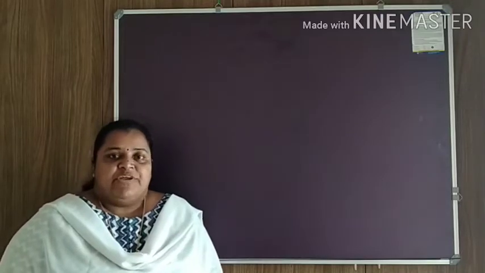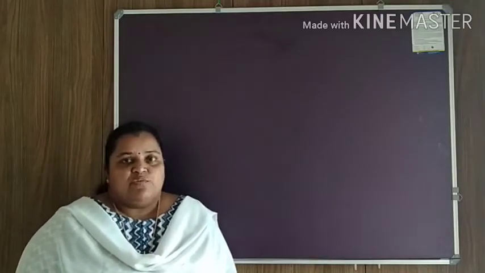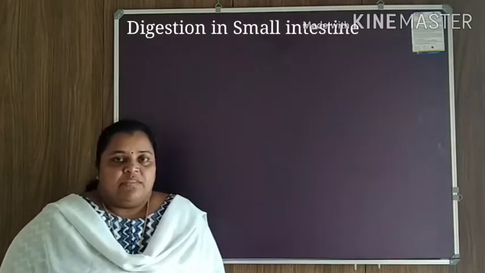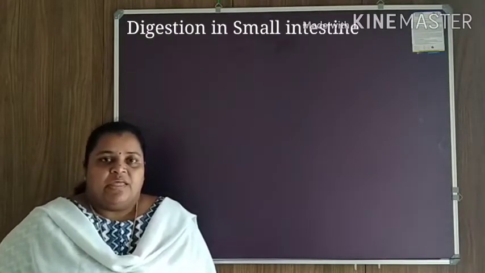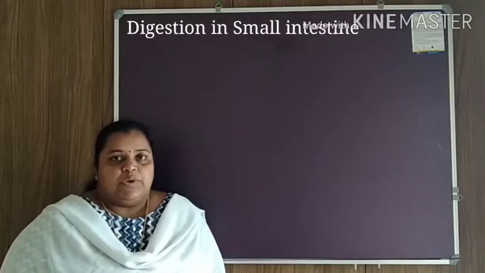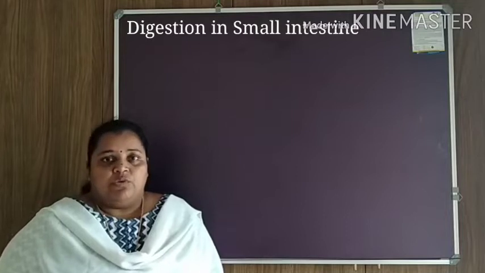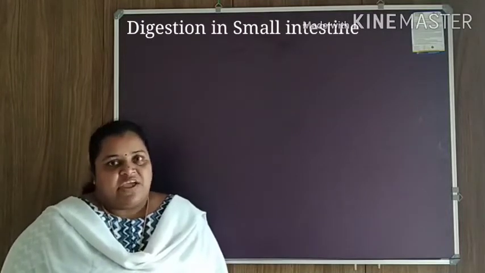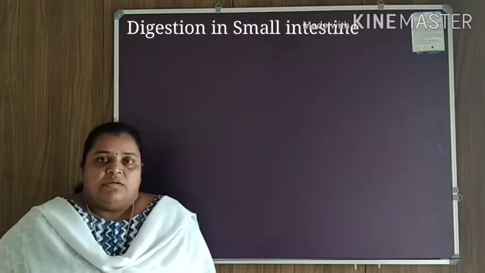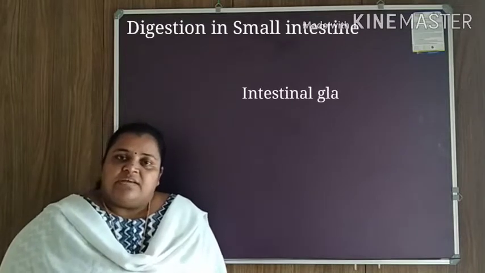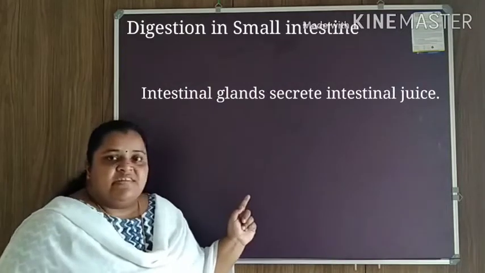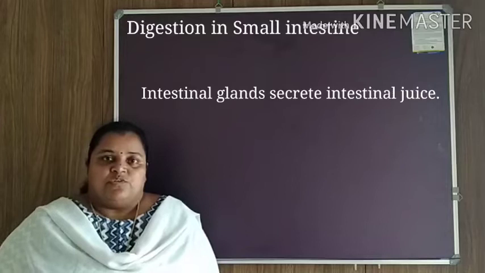In the previous session, we discussed what happens to the food particle in the initial part of the small intestine, that is the duodenum. After the partial digestion of food particle in the duodenum, the food is pushed into the remaining part of the small intestine where intestinal glands are present. Intestinal glands secrete intestinal juice.